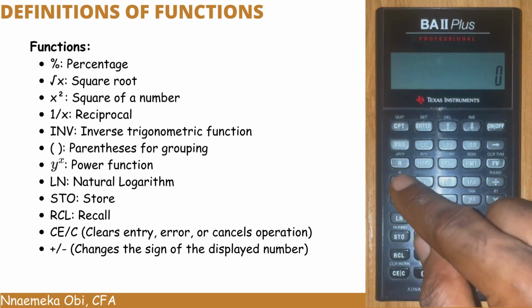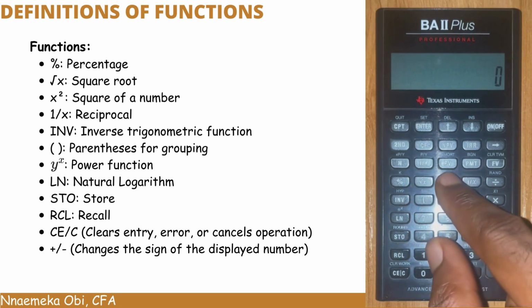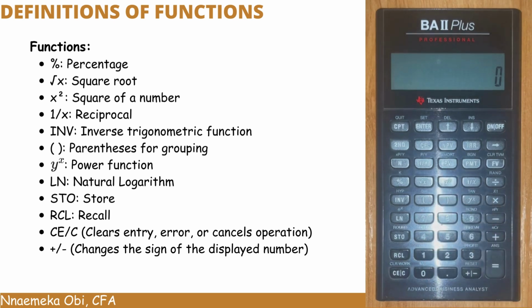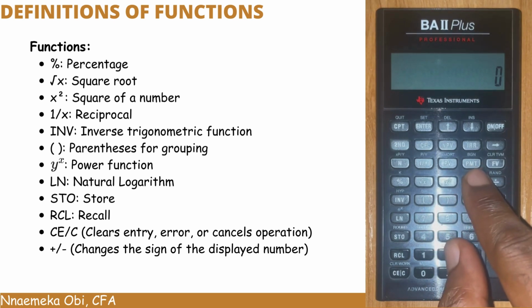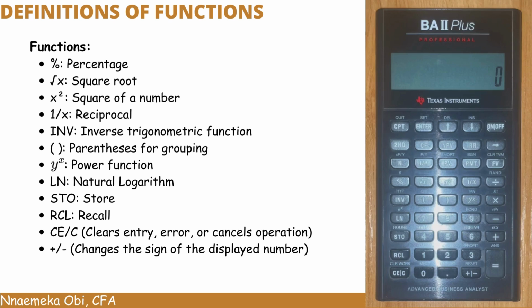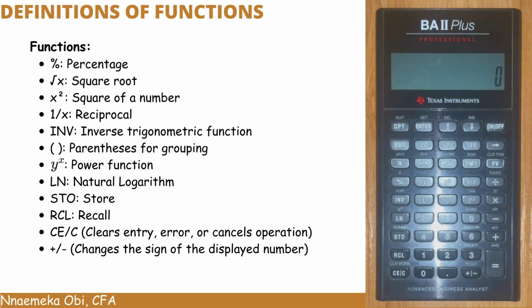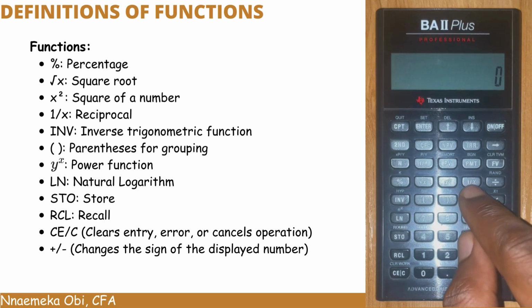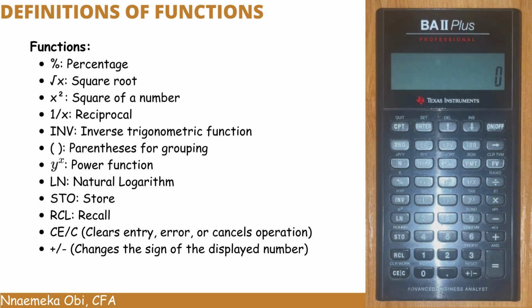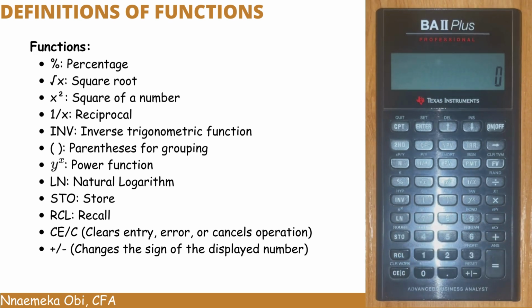Then this is the percentage button, this is the square root button, okay? Then this is the square of a number button, and this is our reciprocal button. This is the inverse trigonometric function, and then this is our open brackets and close brackets, so we use them for grouping. Then this is our power function, okay? So if we want to raise anything to the power of something, we use this button. Then this is the ln button, or the natural logarithm button.